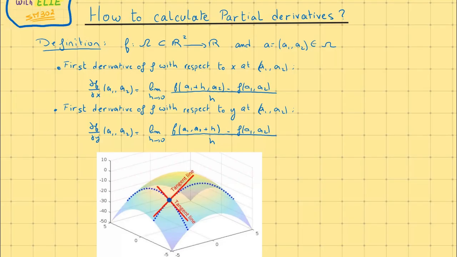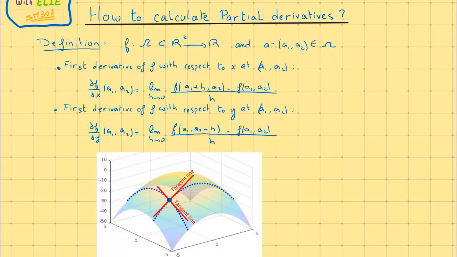Let me open two brackets here to insist on one thing. In fact, the existence of two tangents in two directions, or the existence of the partial derivatives of the function f at the point (a1, a2), is not enough to say that the function f is what we call differentiable at this point. So for the function f to be differentiable, we should have more conditions. In fact, the existence of two tangent lines in two different directions is not enough.